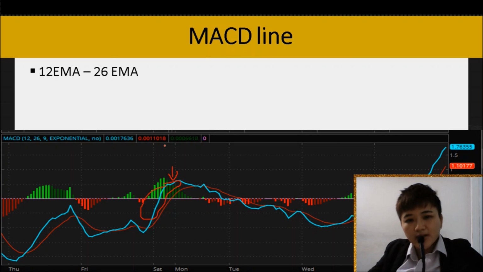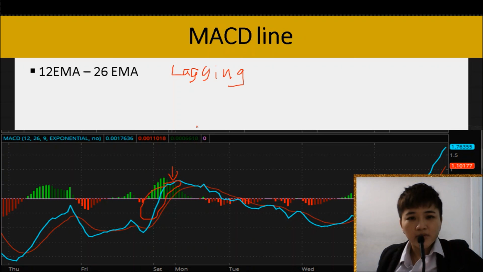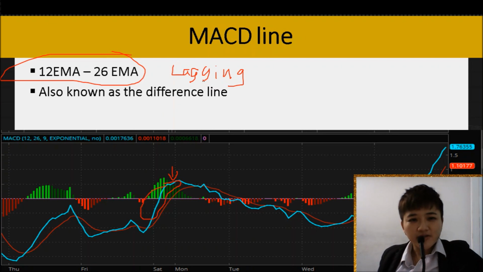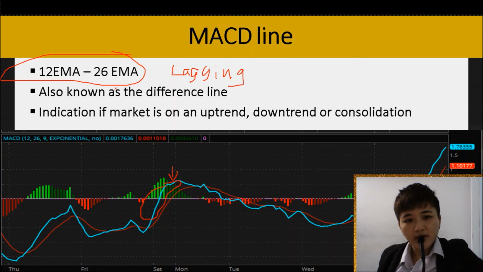Okay, so this is how the MACD line is calculated. And as you already know, moving average is a lagging indicator. So hence, your MACD line in itself is still a lagging indicator, because we are calculating this number based on two lagging indicators, which are the 12 and 26 EMA. So the MACD line, you can also call it a difference line, because you're taking the difference of these two EMAs. It tells you whether the market is going uptrend, downtrend, or sideways, consolidating.